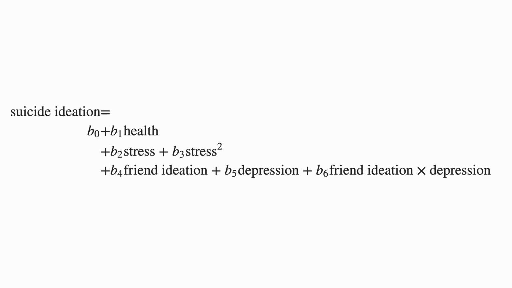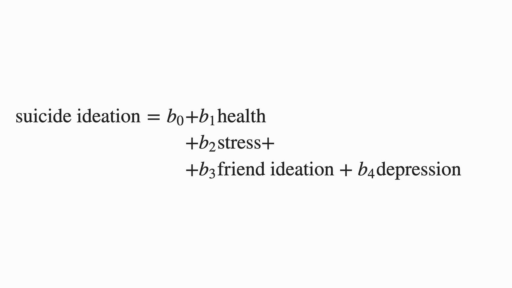So let's look at an example model. Let's say you have the following true model. In other words, this is what the model actually is in reality. Of course, you never know this, but let's just say that we know it. This model says that suicide ideation is made up of a main effect of health, a nonlinear effect of stress, and an interaction between friend ideation and depression. So that's the real model, but the model that we've actually fit looks like this. We have the main effect of health, we're good there, except we're missing the nonlinear effect of stress, and we're missing the interaction effect between friend ideation and depression.